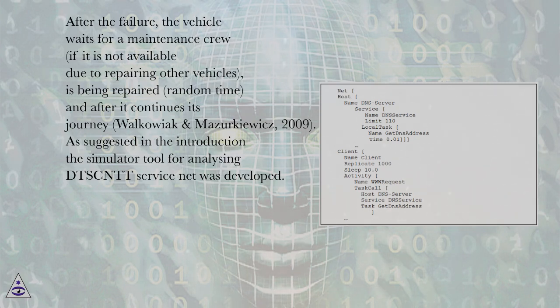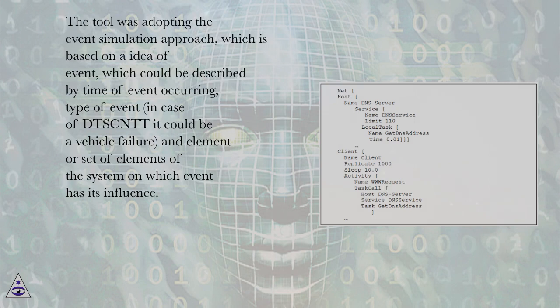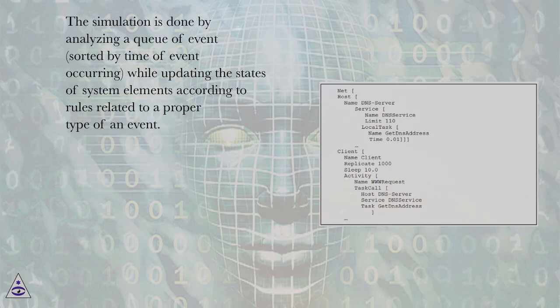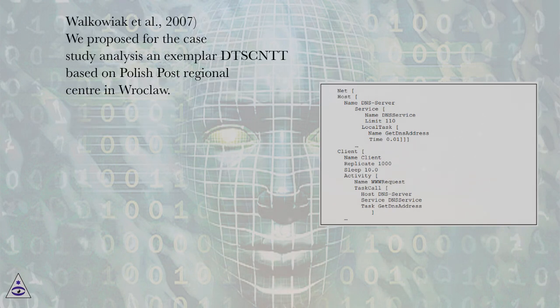As suggested in the introduction, a simulator tool for analyzing the DTS-CNTT ServiceNet was developed. The tool adopts the discrete event simulation approach, which is based on the idea of an event, which could be described by time of event occurring and type of event. In the case of DTS-CNTT, it could be a vehicle failure, and the element or set of elements of the system on which the event has its influence. The simulation is done by analyzing a queue of events, sorted by time of event occurrence, while updating the states of system elements according to rules related to the proper type of event. Wachowicz et al., 2007.